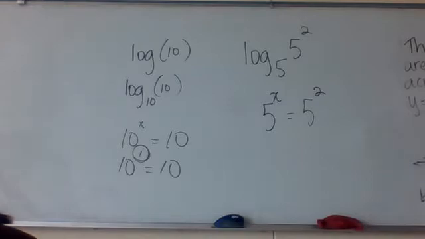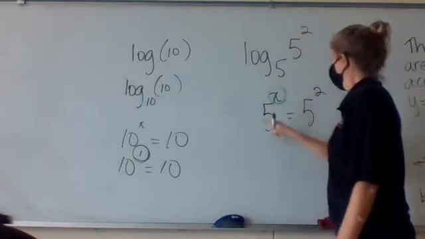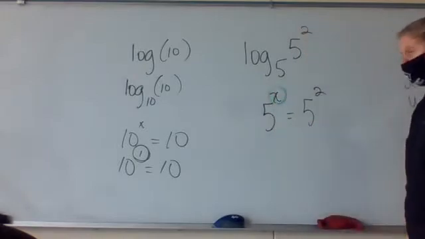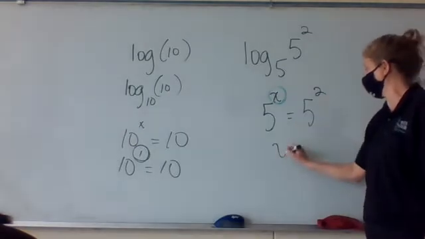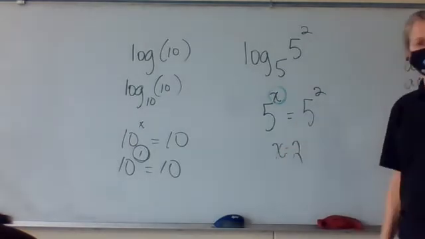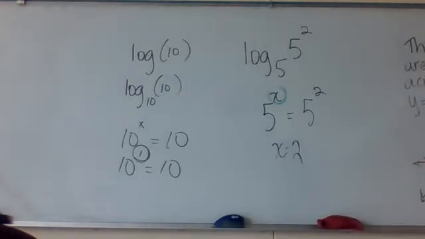Well, for both of those sides to be equal, what does this x need to be? 5 to the what power is going to have to be the same thing as 5 squared. Well, I just need to turn that x into a 2, right? 5 squared equals 5 squared. So that logarithm was just 2. The missing exponent was a 2.